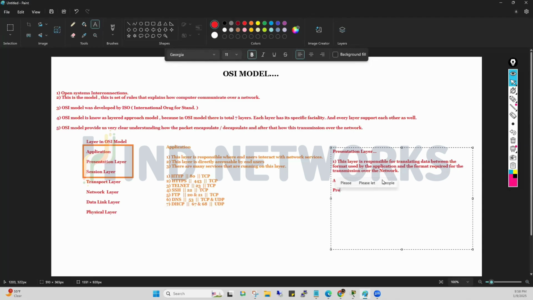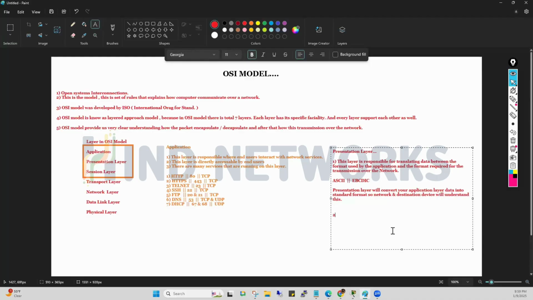So the presentation layer will convert your application layer data into the standard format, so the network or destination device will understand this. That is the use of the presentation layer. Clear, guys? Everyone, yes or no?